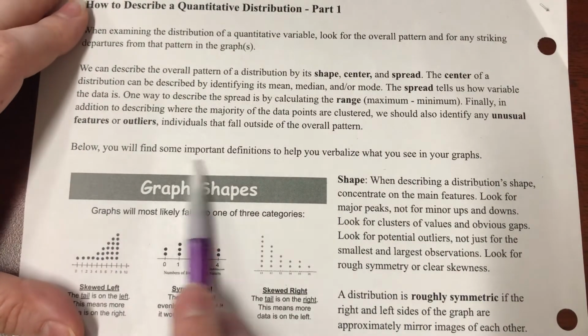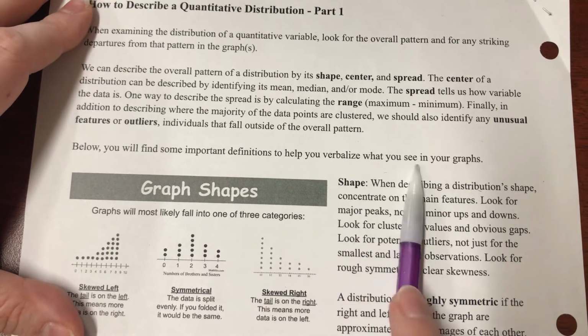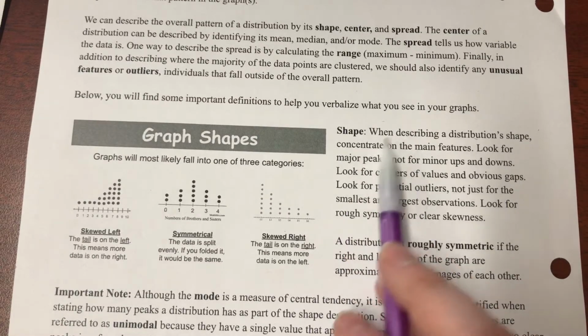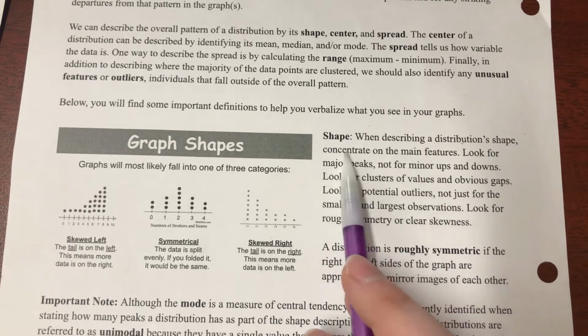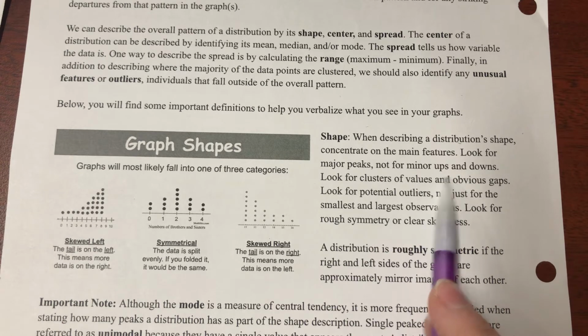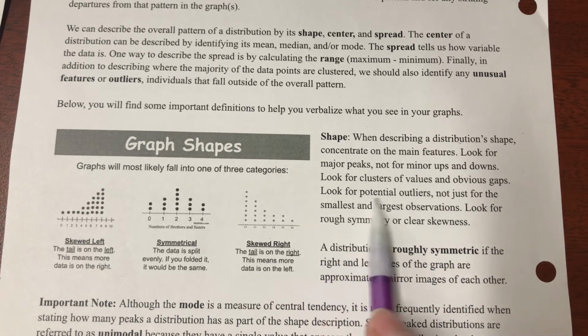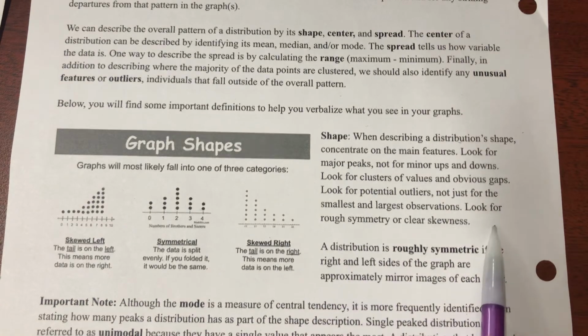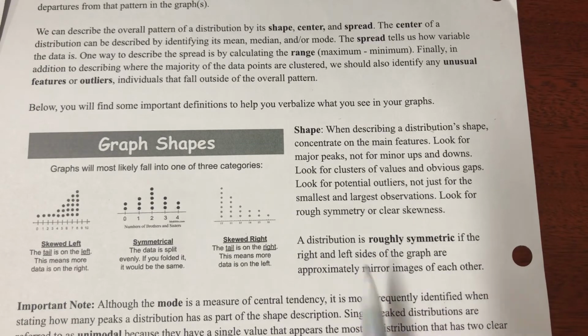Now below you're going to find some important definitions to help you verbalize what you see in your graphs. For the shape, when describing a distribution's shape, concentrate on the main features. Look for major peaks, not minor ups and downs. Look for clusters of values and obvious gaps. Look for any potential outliers, not just for the smallest and largest observations. And look for rough symmetry or clear skewness.